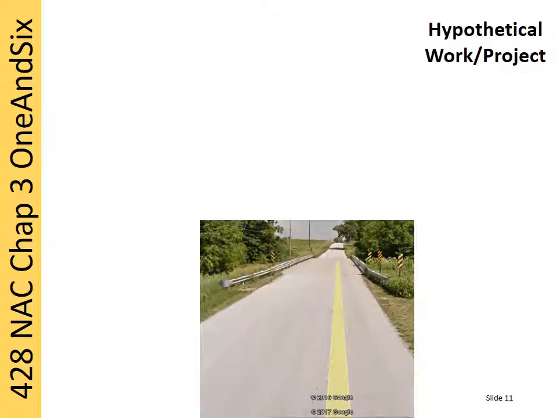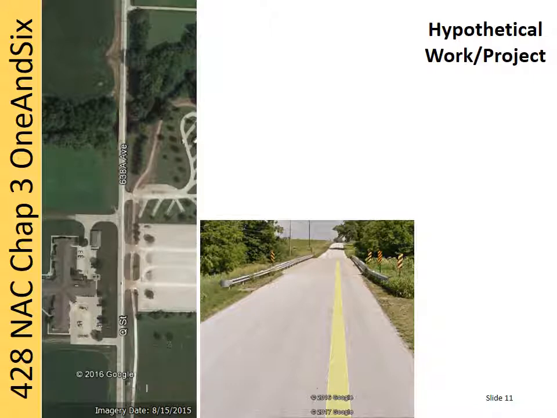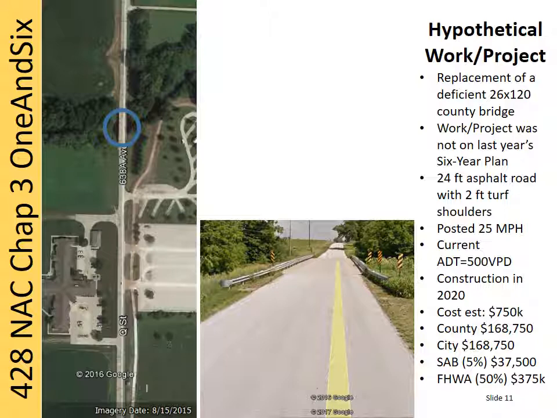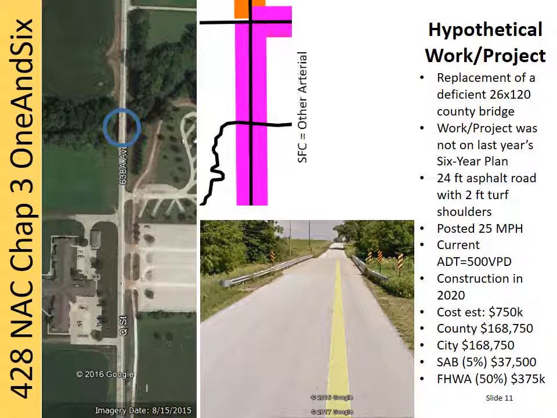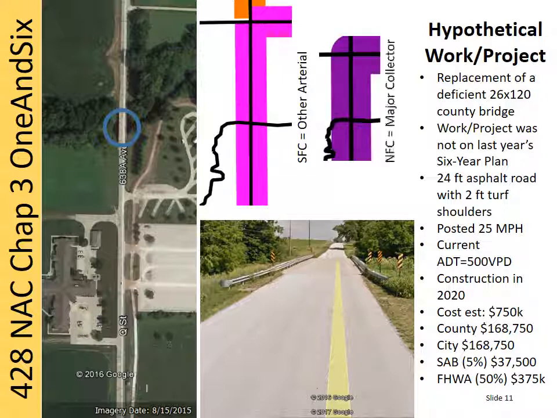It would be helpful to see an example project being input as the form fields and instructions are reviewed. A hypothetical project will be used for the example and is assumed to be a bridge replacement project on a 25-mile-per-hour paved county road with turf shoulders. The location is just outside of municipal corporate limits in a commercial industrial area. Construction is expected in 2020 at a cost of $750,000, funded by the City, Federal Highway Administration, State Aid Bridge Funds, and local funds, the local funds being split among the city and county.